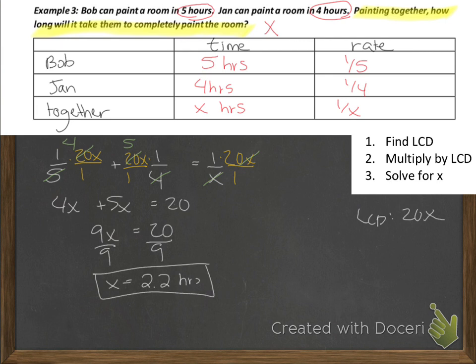So let's go back and make sure that this makes sense in the context of the problem. We didn't exactly make a specific prediction, right? But we did say that it should take less than 4 hours. And 2.2 hours is less than 4 hours. So it makes sense that working together it would take somewhere between half of 4 and half of 5 hours. So 2.2 is right in the middle of that. So that is our answer.